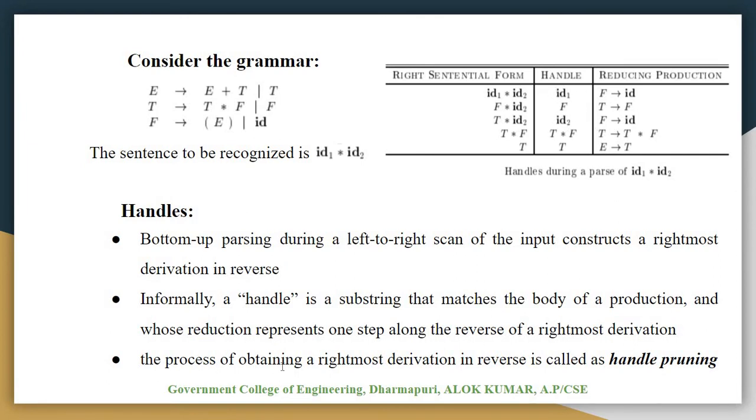The process of obtaining a rightmost derivation in reverse order is called handle pruning. So in this process, when we are going to construct one rightmost derivation tree, these handles also we are getting. So this process we say as handle pruning.